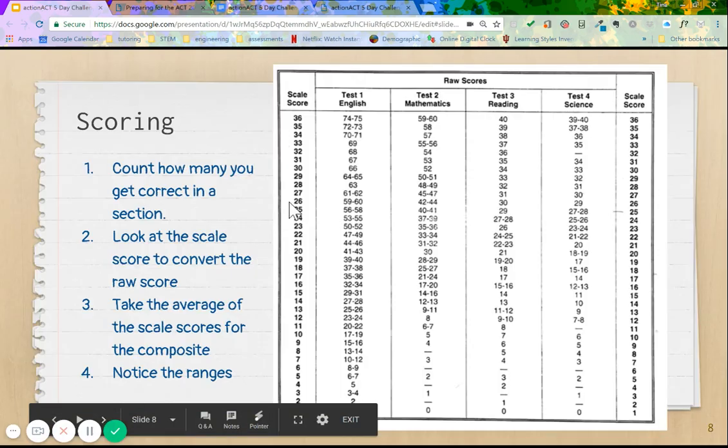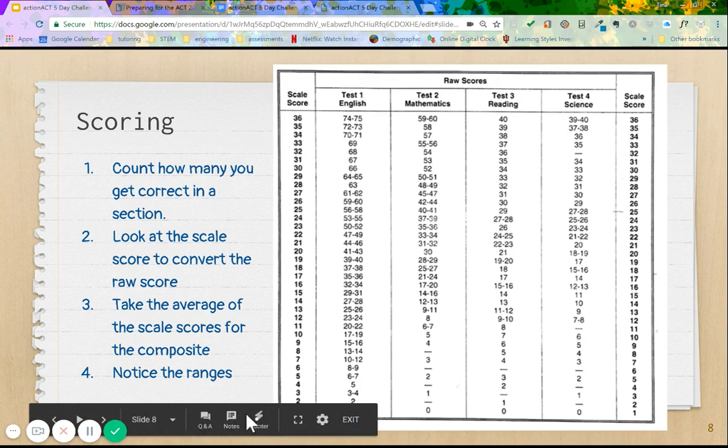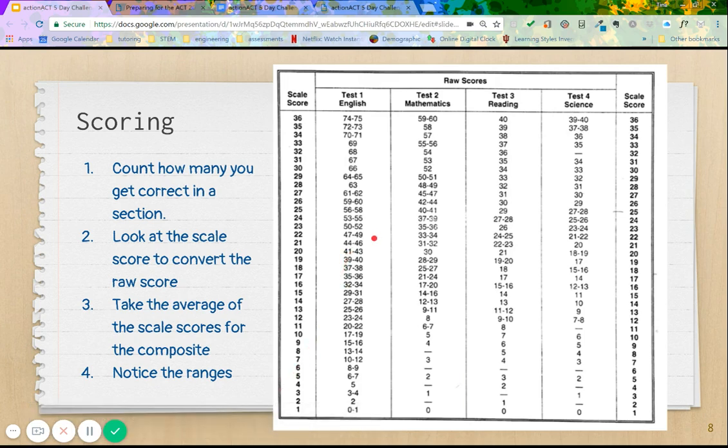Okay, so now that we've talked about what is on the test, let's talk about how the scoring works. So here's each of these scale tables is different for each test. And in order to figure out how you score, you're going to count how many you get correct in a section. So say on English, I get 50 questions right. When I come across here, I would look at the scale score. And you would do the same thing for math, reading, and science.